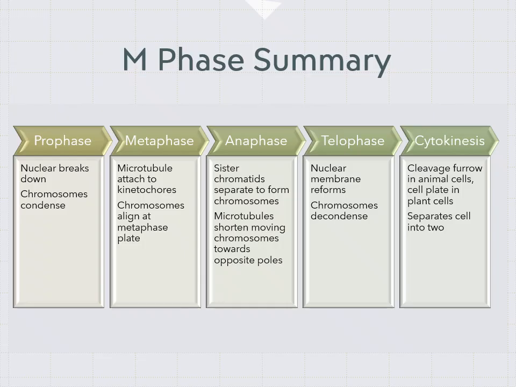Here we have a brief summary of the main steps of M phase. During prophase, the nuclear membrane breaks down and the chromosomes condense. In metaphase, the microtubules attach to the kinetochores of the chromosomes, causing them to align at the metaphase plate. The sister chromatids separate during anaphase, and the microtubules shorten to pull the now chromosomes towards opposite ends of the cell. In telophase, the nuclear membrane reforms and the chromosomes decondense.